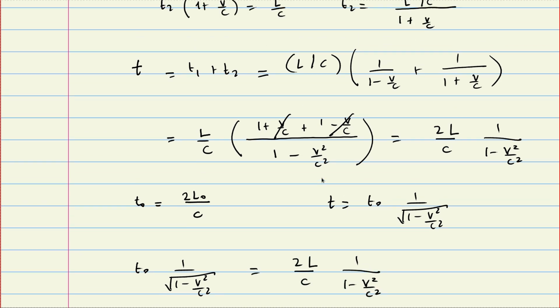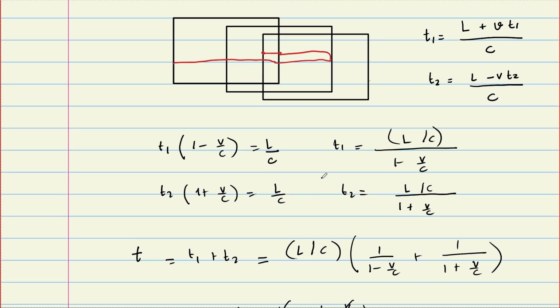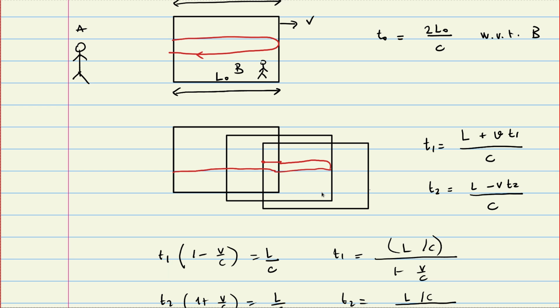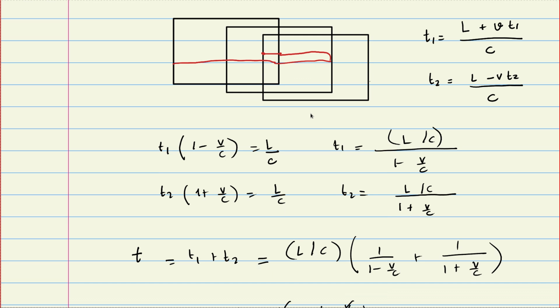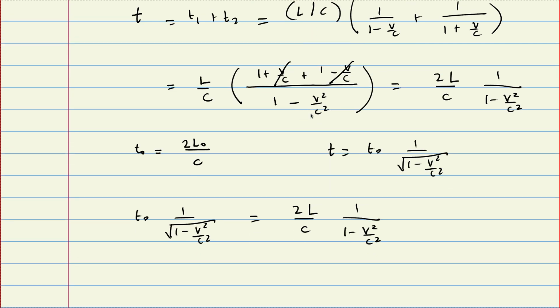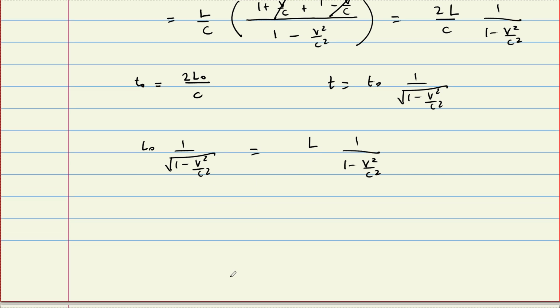But T naught is also determined by what? T naught is determined by 2L0 over C. Yes. So T naught is 2L0 over C, right? Now I have a relationship between L naught and L. And let's simplify. This one is gone. This one is gone. And I think L is going to be equal to L naught. So if I take it to this side, it's going to be the square root of 1 minus V squared over C squared.